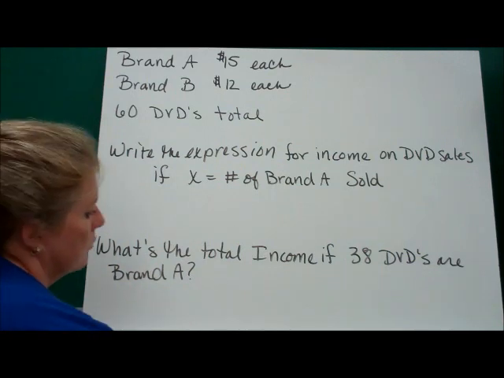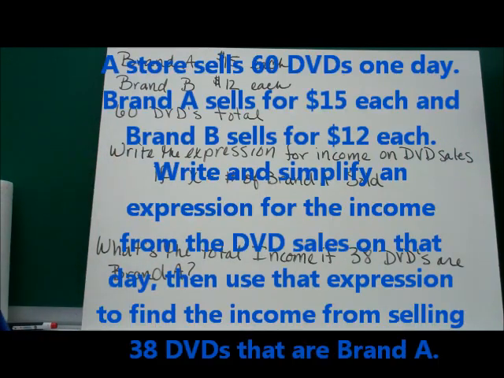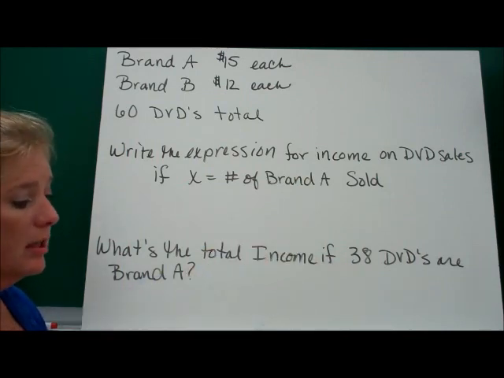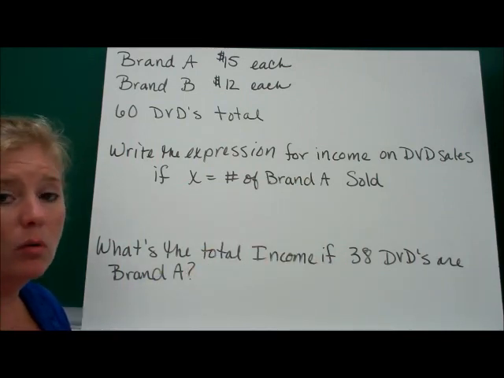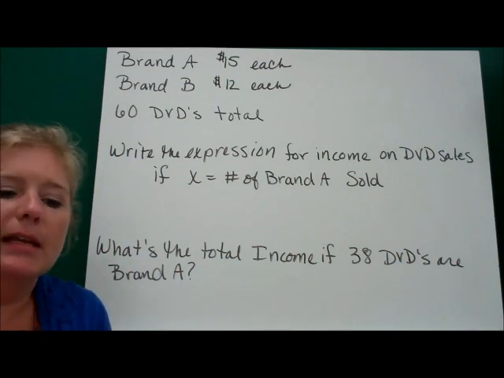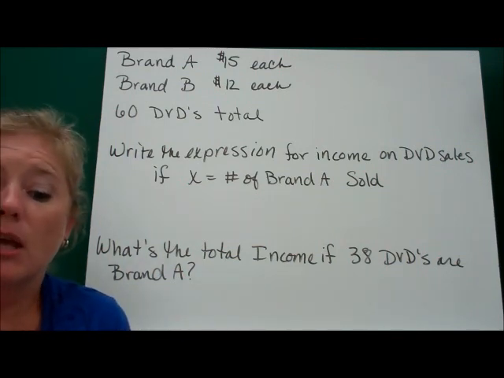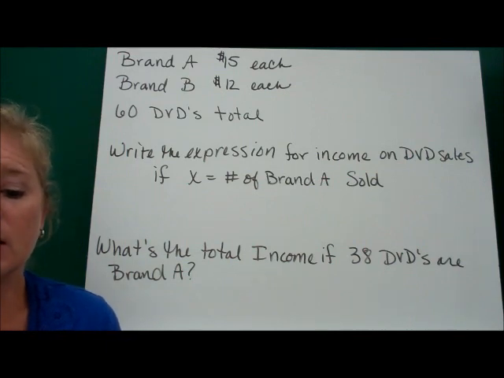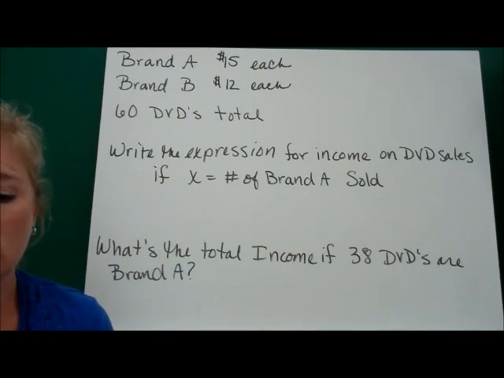Here's another story problem. This one's about DVD sales. We've got brand A. Okay. Yesterday, a store sold 60 recordable DVDs. Brand A sells for $15 each. Brand B sells for $12 each. Write and simplify an expression that represents the store's total income for the DVD sales yesterday.